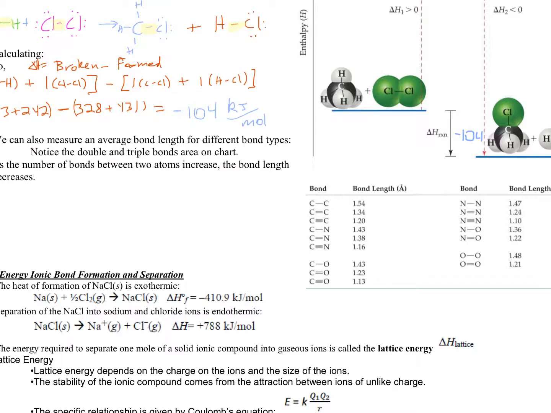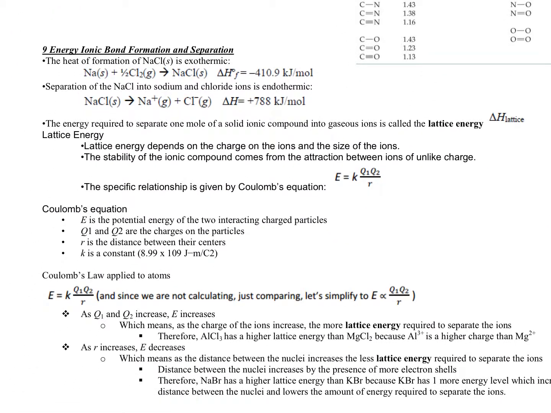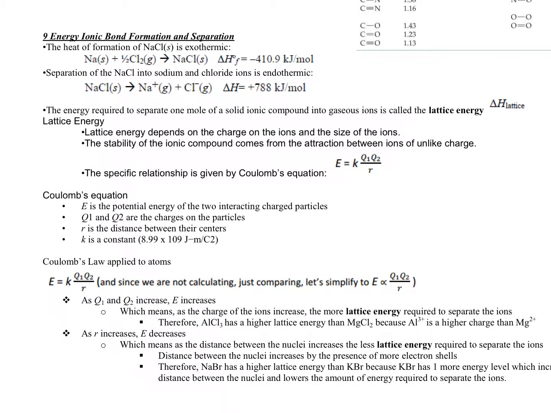Okay? And also remember that if it is a double or a triple, it's going to require more energy to break it. It's the same thing. If I have one stick, it's pretty easy to break. If I have 2 or 3 sticks, it's starting to get harder and harder to break. Now for our last concept here. We're talking about energy from an ionic bond formation and separation. So the heat of formation and the heat of separation for NaCl are given here. And the energy required to separate 1 mole of a solid ionic compound into its gaseous ions is called lattice energy.